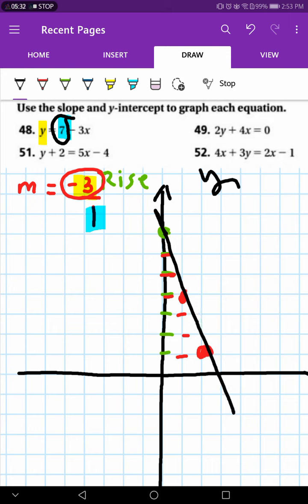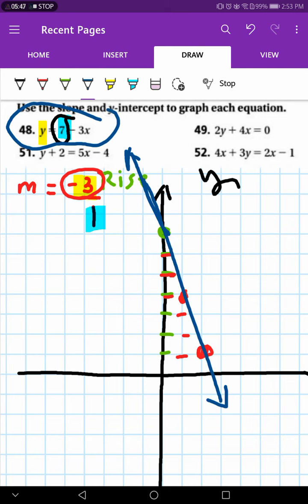the 3 points here. Let me use another color, for example like this. So this is the straight line, and this straight line represents this equation. Is that clear? Okay, great.